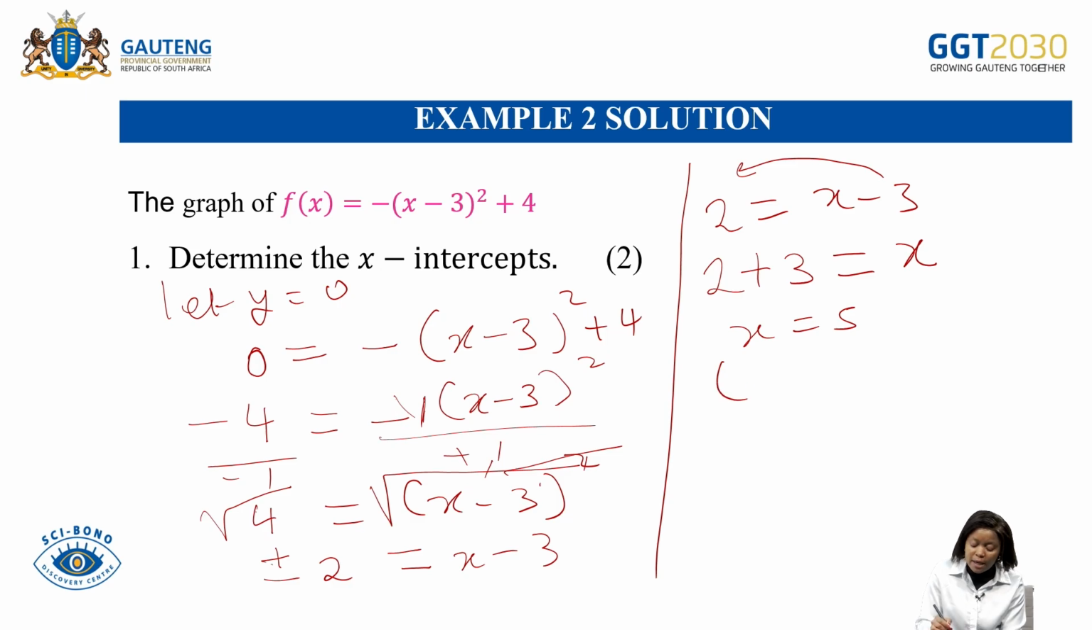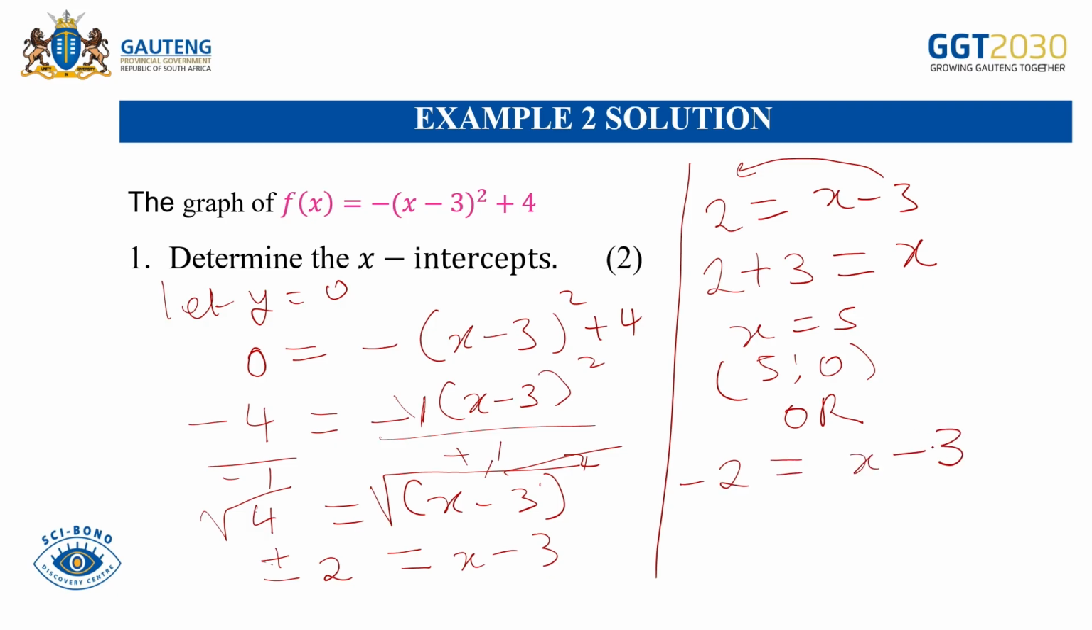So the first x-intercept is going to be (5, 0). Or the other x-intercept, you equate to -2 now. So it's going to be -2 equal to x minus 3. You take the -3 to this side, it becomes +3. So you'll have -2 plus 3 equal to x. Then -2 plus 3 is going to be 1, so x equals 1. Then when x is 1, y is going to be 0. Right? And then you get your full 2 marks.